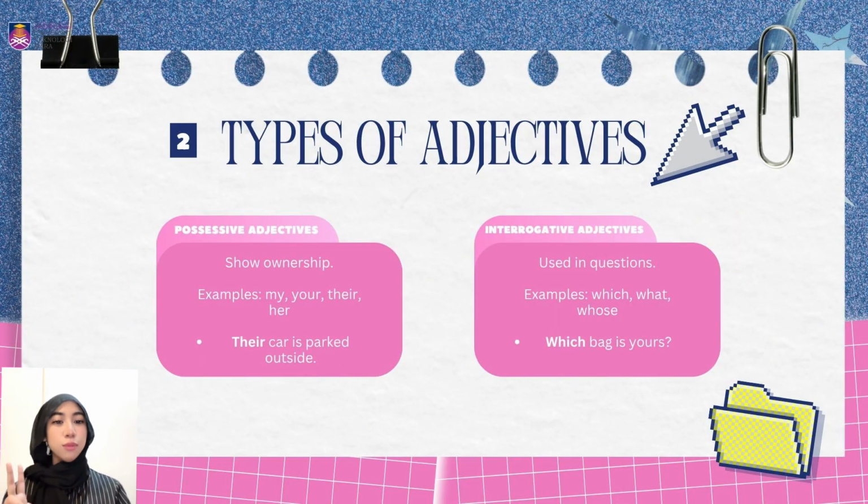And then the other 2 will be possessive adjectives and interrogative adjectives. Possessive adjectives show ownership. For examples: my, your, their, her. In a sentence: their car is parked outside. So their is the possessive adjective. And interrogative adjectives are used in questions. For example: which, what, whose. In a sentence: which bag is yours? So which is the interrogative adjective.